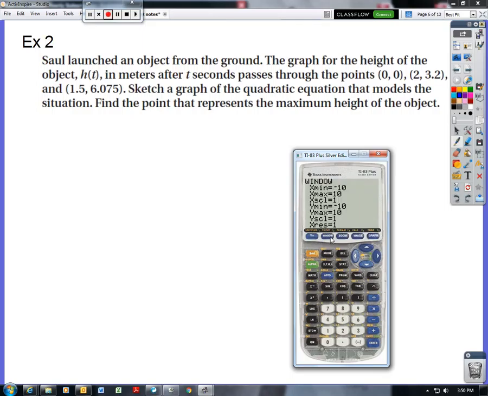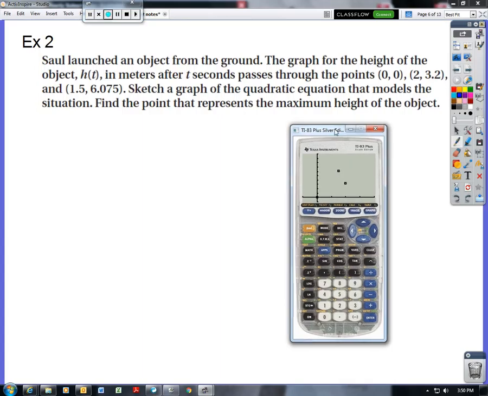Window. The x's are going from 0 to 1, actually up to 2. So I'm going to keep my x's from, let's go negative 1 to 3. How about, maybe I'll do 4. My y's are going from 0 to 6. So let's do negative 1 to 10. That sounds good. And I have to turn on my stat plots. Enter, graph. Yeah, there's only 3 points. You can see all 3 of them.